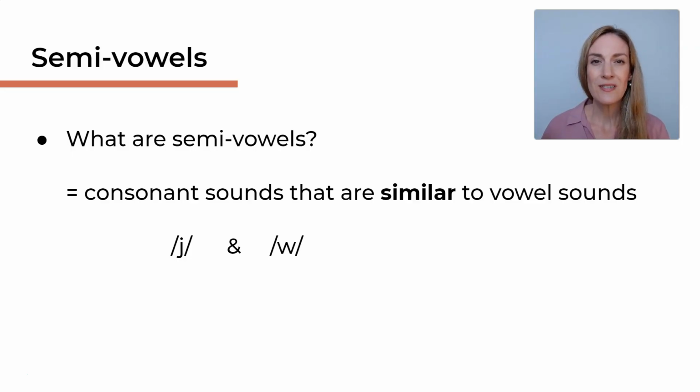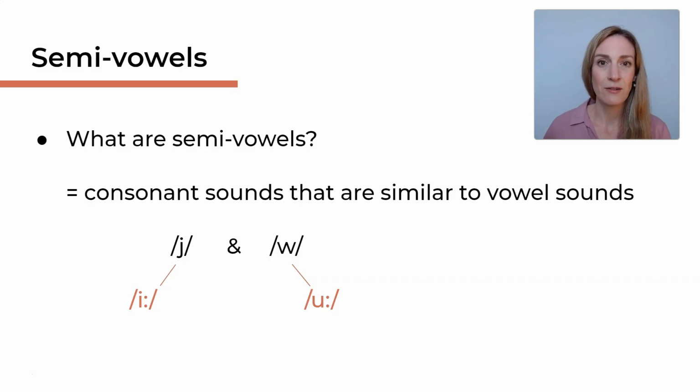Now, they do sound very similar to two vowel sounds in English. Y sounds a little bit like the long E vowel sound, so y, E, and w sounds a little bit similar to the long oo sound, w, oo. Now, they sound very different when we say them in isolation, but within a word, they actually do sound similar.